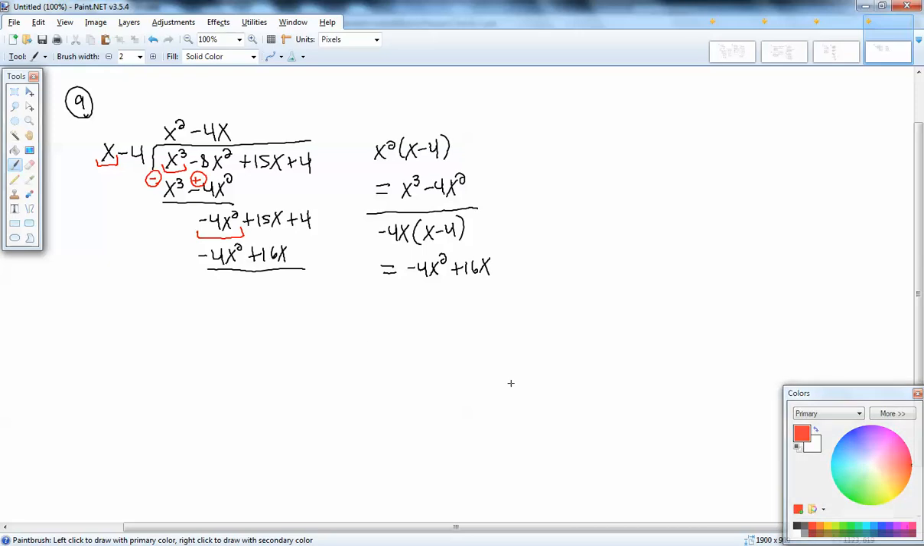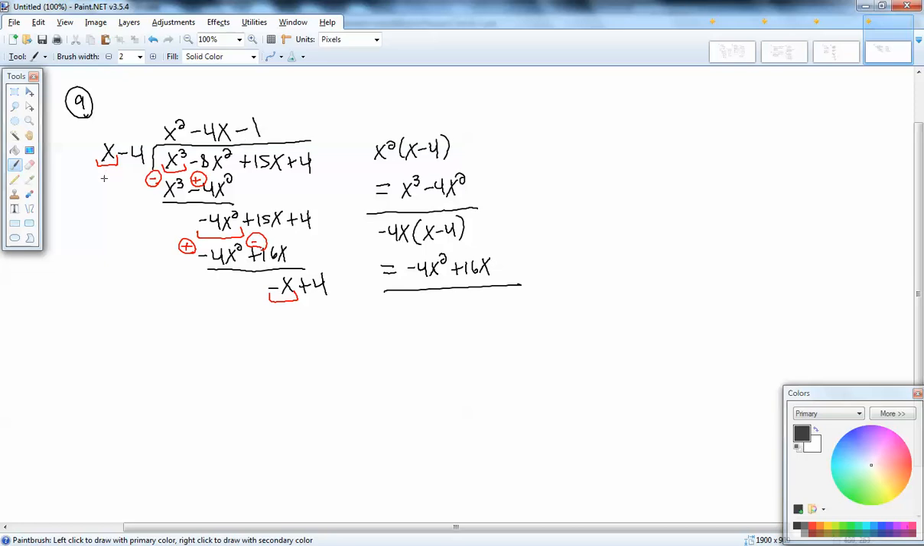Now we're going to subtract that line, which means flip signs. So this one becomes positive, this one becomes negative. Negative 4x squared plus 4x squared drops away. 15x minus 16x is negative x plus 4. And then again, we look at the first term of each, decide what to put up on top. You ask yourself what times x gives you negative x, and that's negative 1.